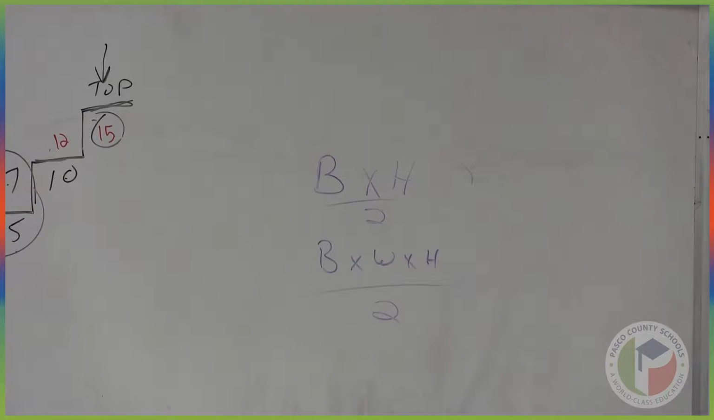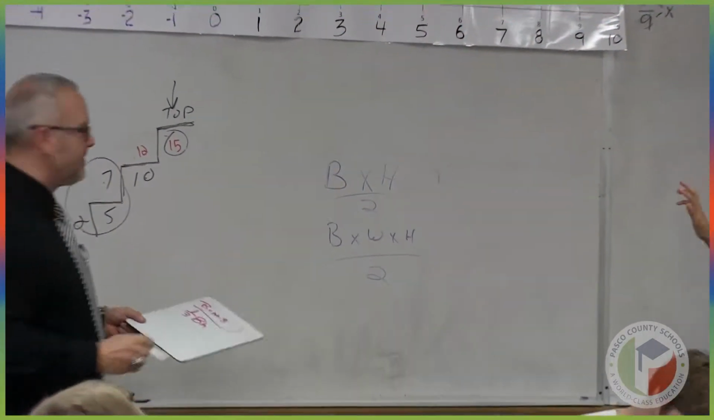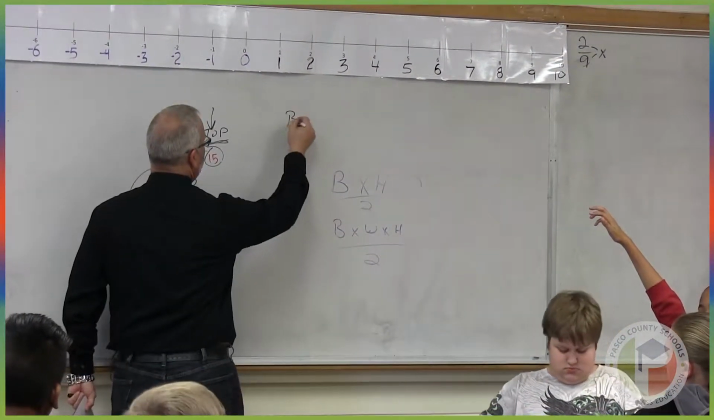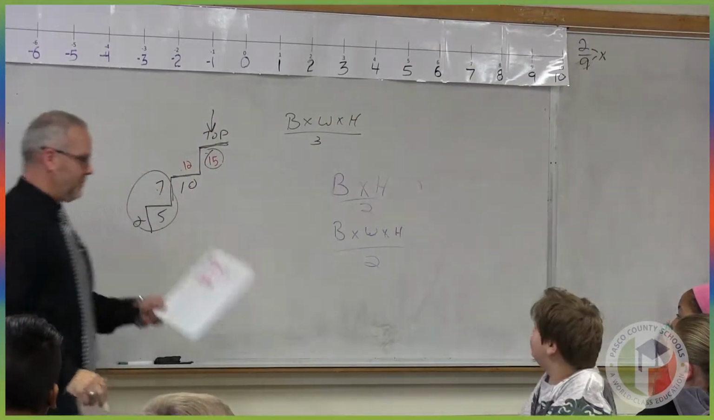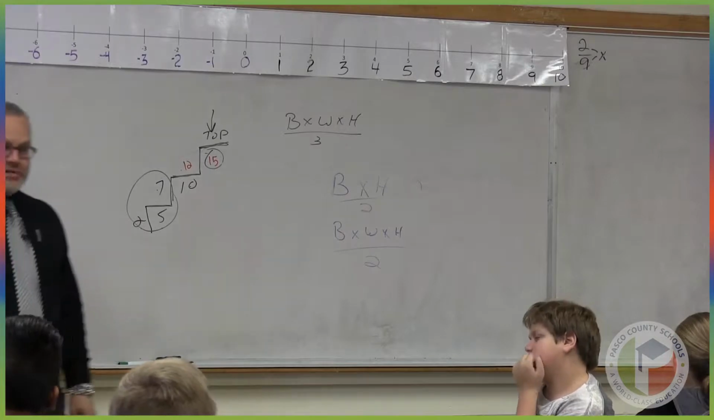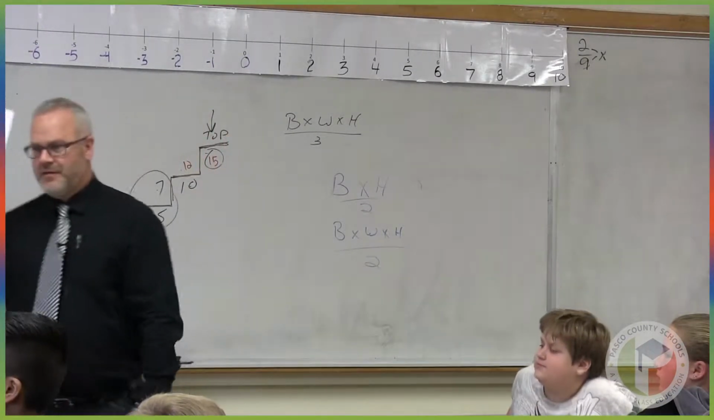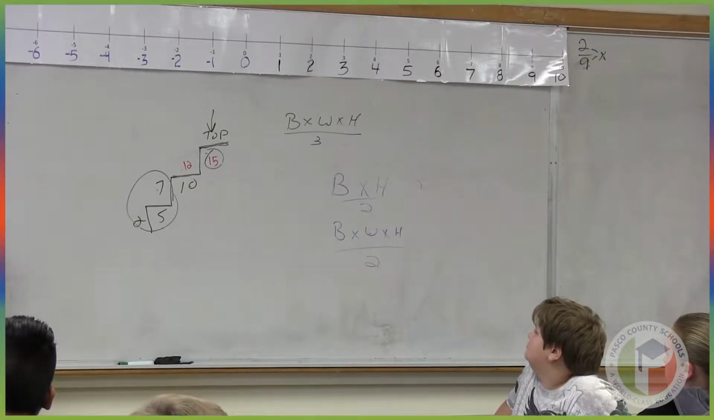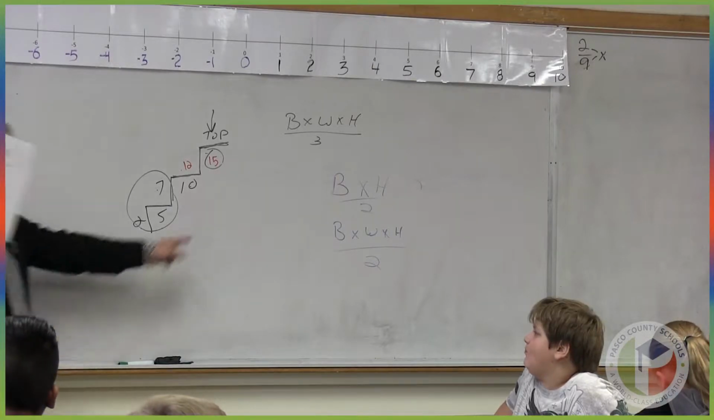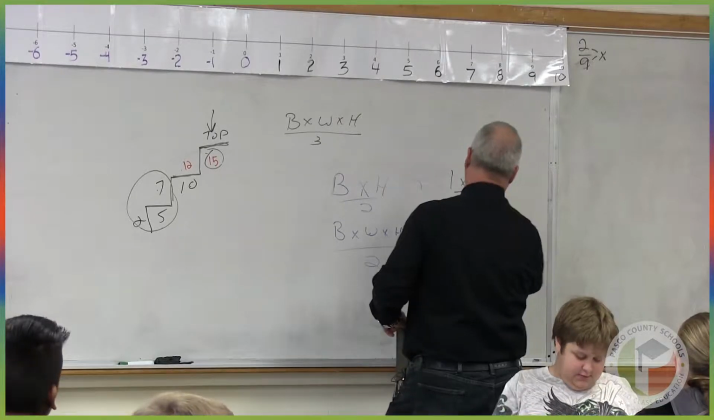Any other ideas? What do you think? Yes? Base times width times height divided by 3. I got it kind of similar. Which is basically this. Okay. But what do you think? It's length times width times height divided by 2. Okay. Length times width, we'll go with this. This is also length times width times height divided by 2.